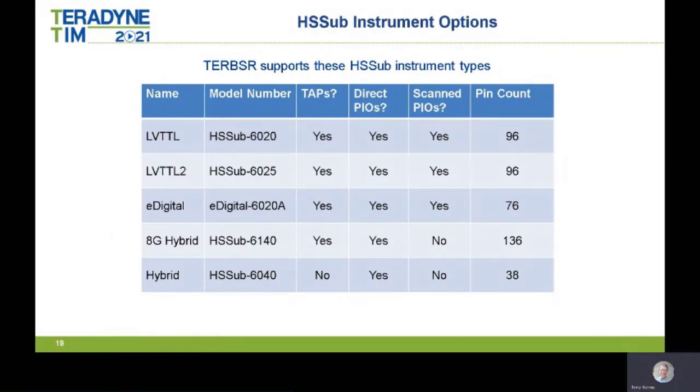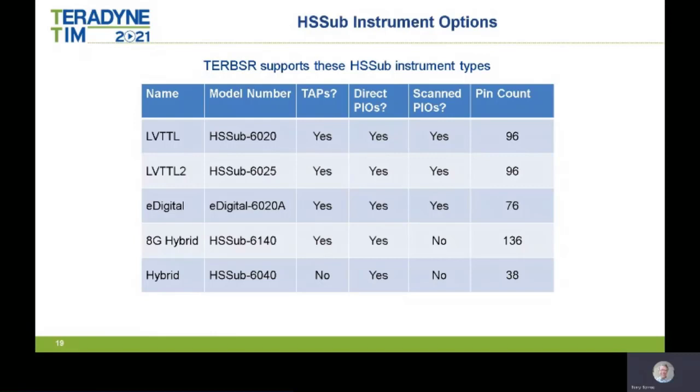So here are the high-speed subsystem instrument types that we support. The top 4 rows are similar, and they all support variations of our standard high-throughput boundary scan firmware. The top row is the original HSSub instrument that was supported by TERBSR, the LVTTL 6020 instrument. The second row is just a new spin of that same instrument with new front panel connectors because they stopped making the old connectors that we used on the 6020.